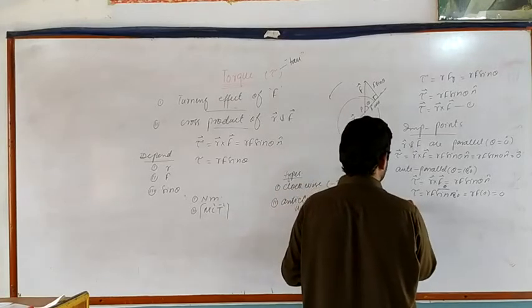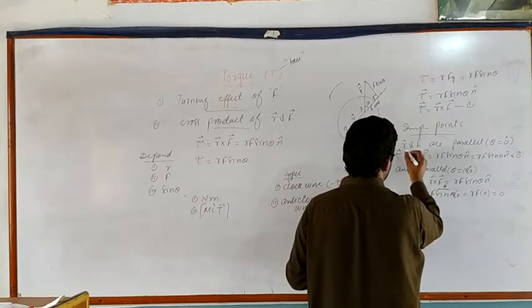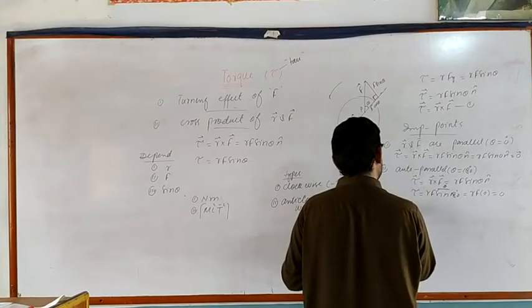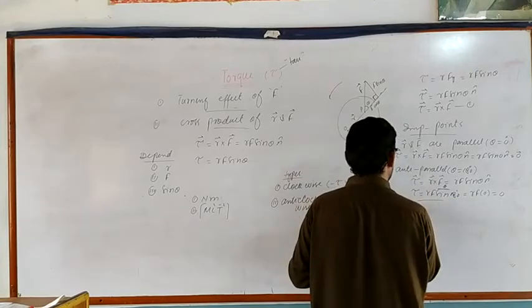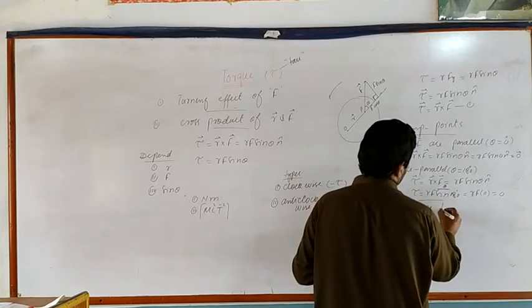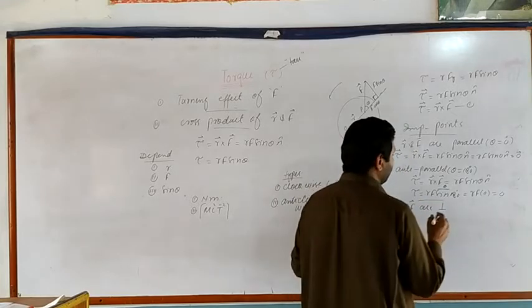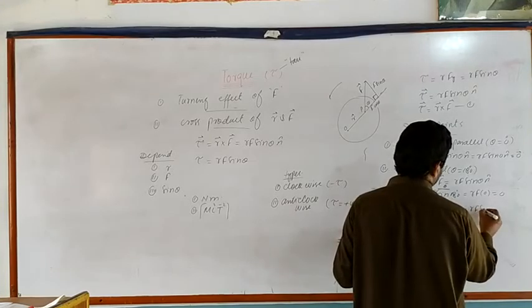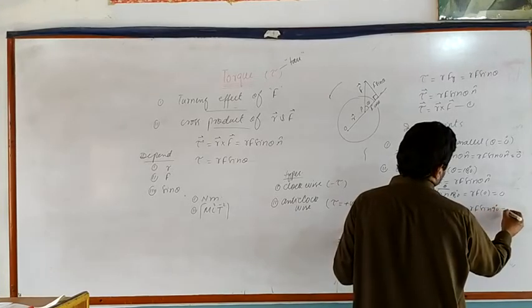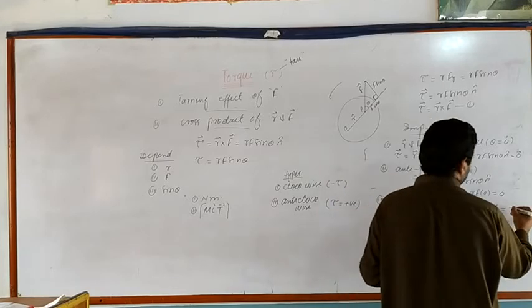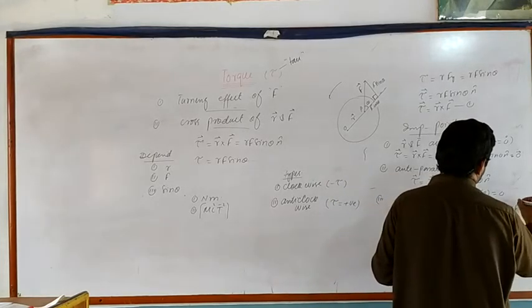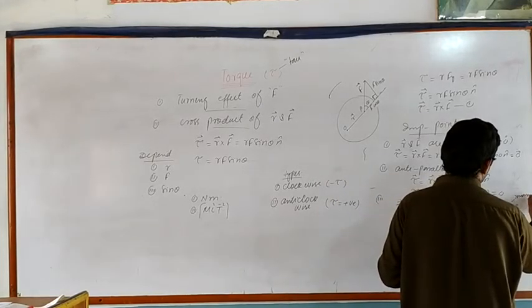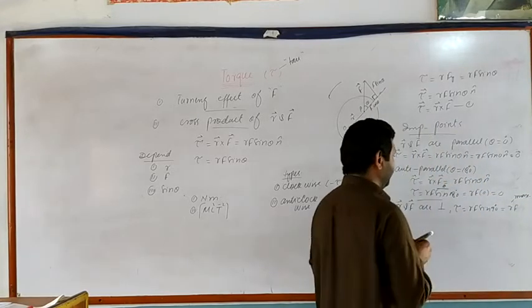Similarly, when vector r and vector f are perpendicular to each other, their torque will be equal to tau is equal to r f sin 90, as sin 90 is equal to 1. So torque will have its maximum value, equal to r f.